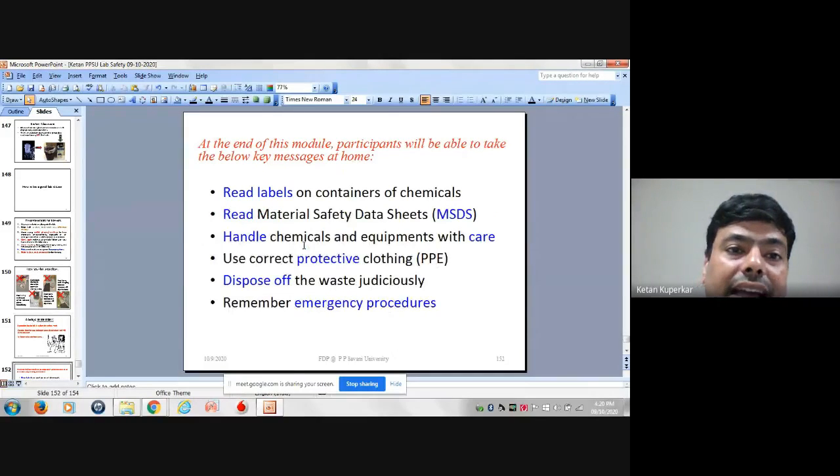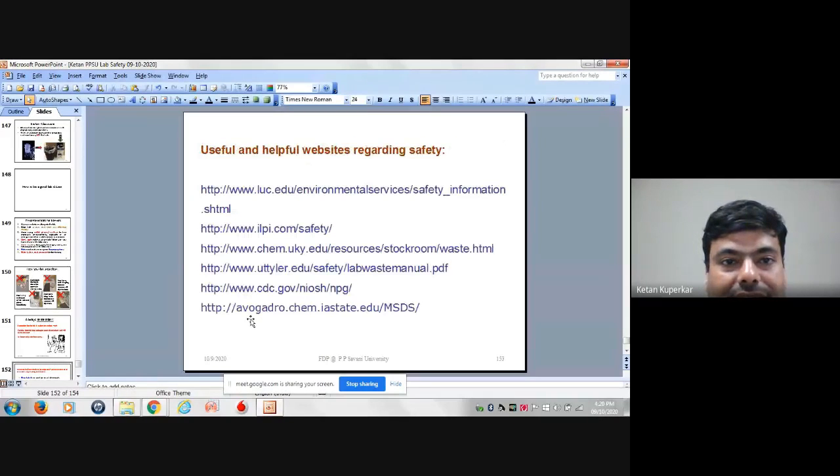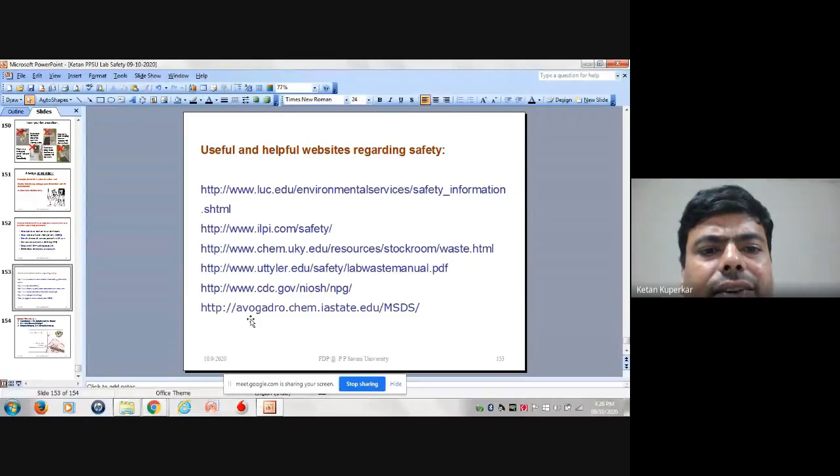So based on this, at the end of today's module or talk, I am very hopeful that participants will be able to take these messages: at least read the label on the container of chemicals, read the MSDS, handle chemicals and equipment with care, use protective clothing, dispose of waste judiciously, and remember the emergency procedures. These are a few of the websites related to laboratory safety measures which I have referred to.